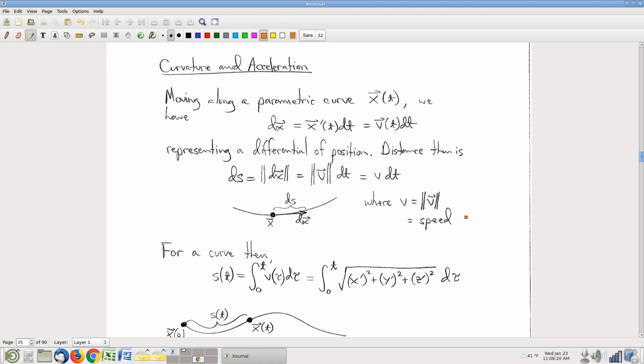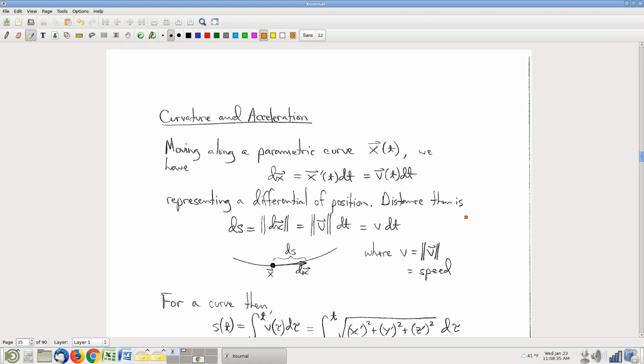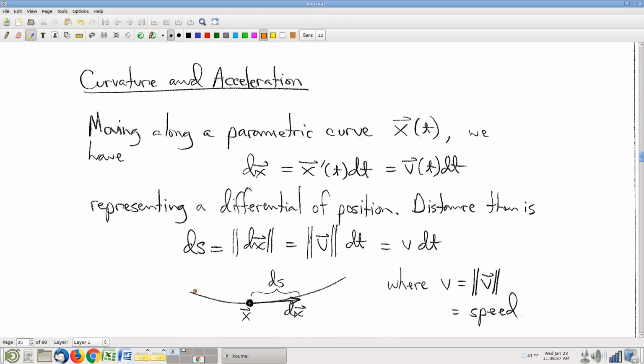When I'm done talking about what I consider the highlights, I'm going to identify for y'all what you're responsible for knowing and what you're not responsible for knowing. Okay, so starting off, if you have a parametric curve, we can write down this easy little formula there.